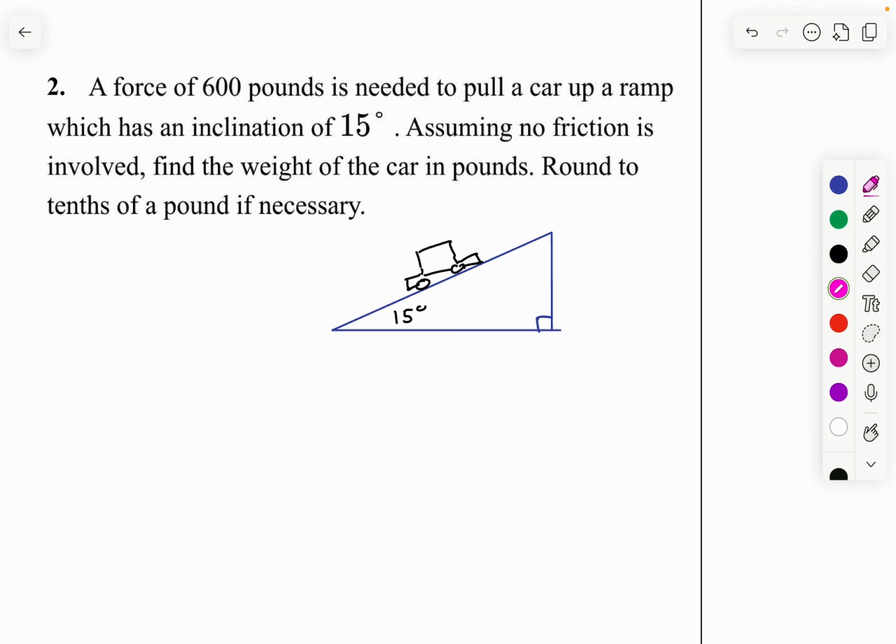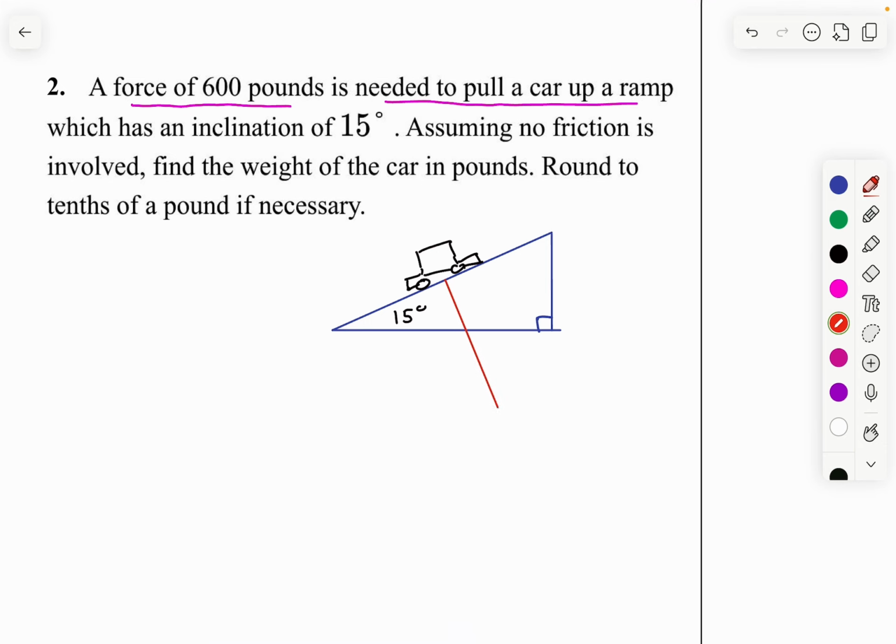Now, when it says a force of 600 pounds is needed to pull the car up this ramp, another way of saying that is that the force in this direction, the direction against the ramp, is 600 pounds. And then there's the force of the car being pushed against the ramp itself, and that'll always be at a 90-degree angle to the ramp.